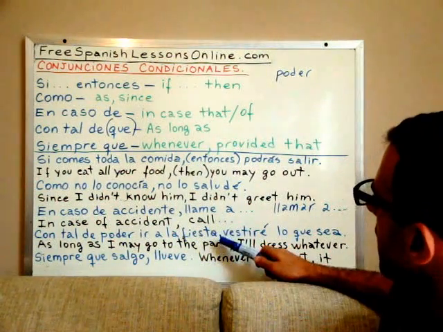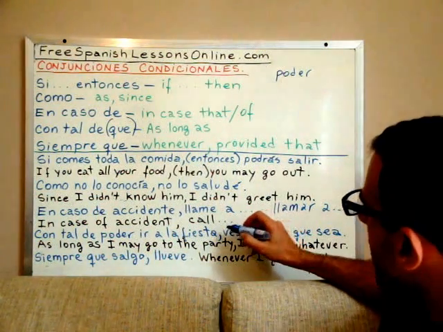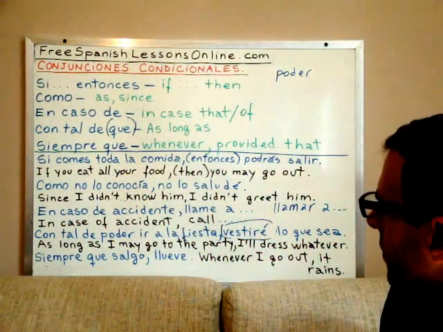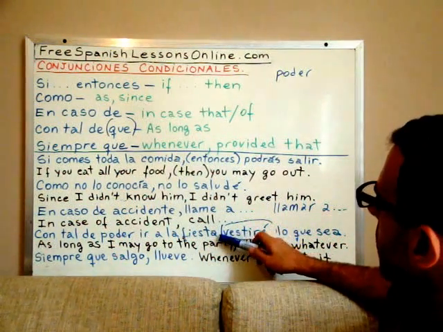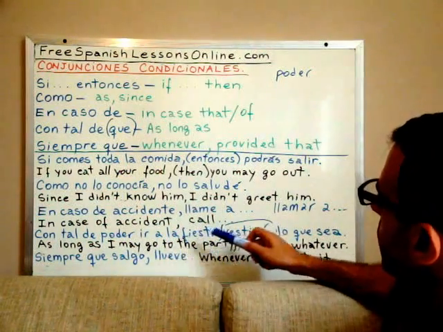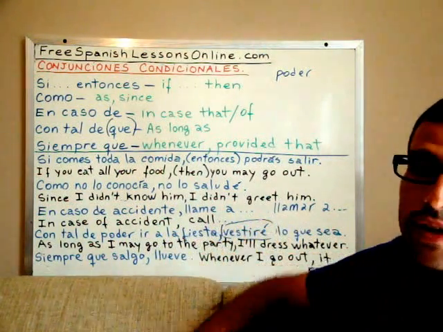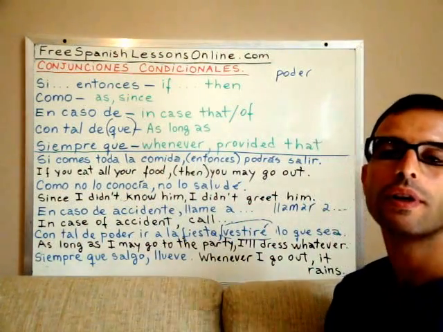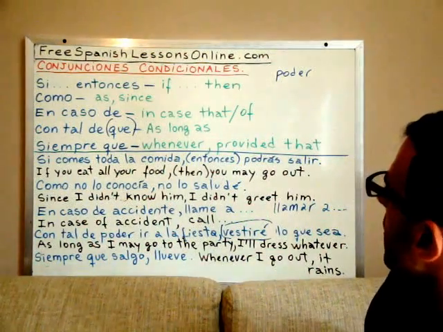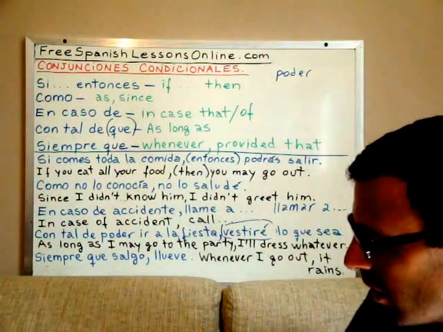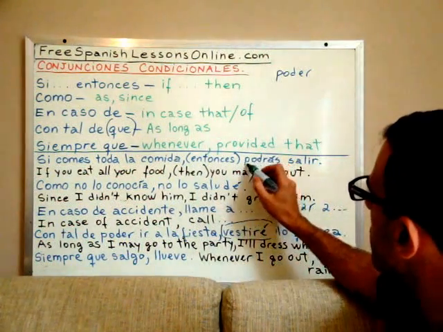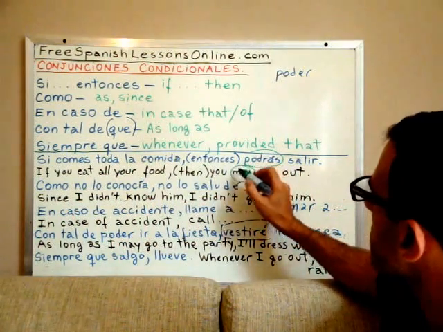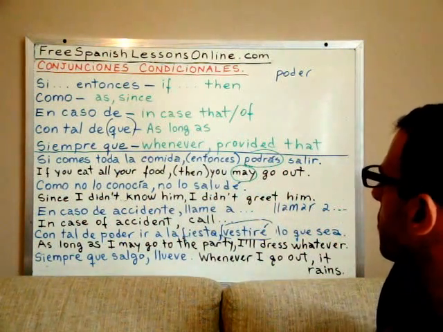Take a look here. Vestiré, after the comma, you see these are conditional sentences. So what comes after the comma, we are using future tense in Spanish because future tense is also used for one of the types of conditional tenses in Spanish, okay? Same as what I showed you here, okay? Podrás is may, right? It's also conditional.